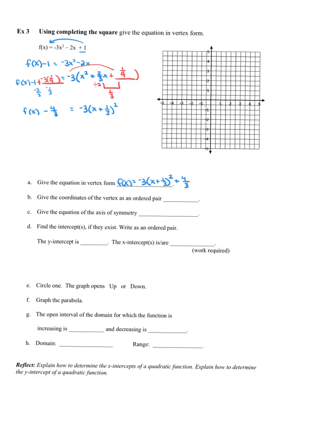All right, so give the coordinates of the vertex as an ordered pair. That would be -1/3, 4/3, and the axis of symmetry would be x equals -1/3. So -1/3, 4/3 would be about here. Notice that the graph is a little bit rescaled, it's every 0.5.